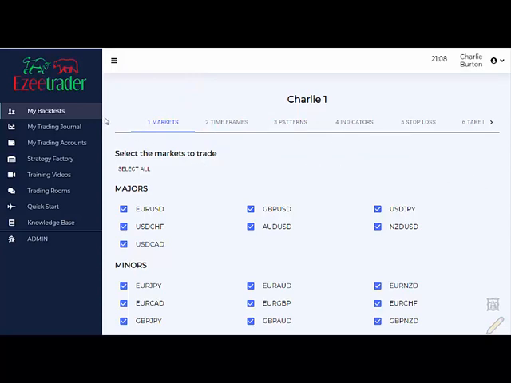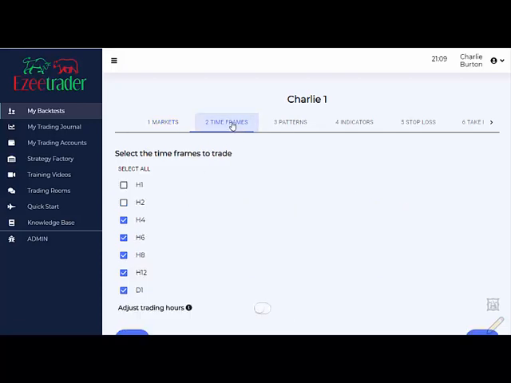But what we're going to do is take a sample, one of my prior populated tests that I've run, and give you some ideas here. I've selected a load of markets and a number of time frames, from 4-hour charts down to daily charts.